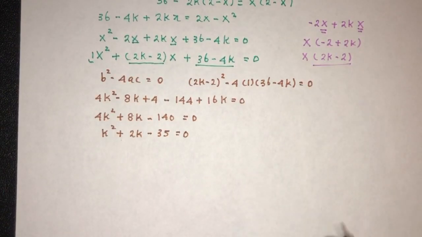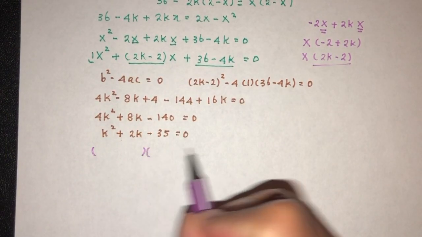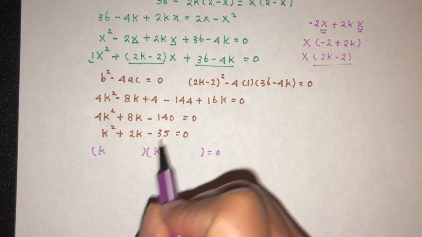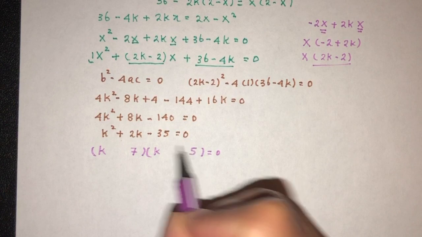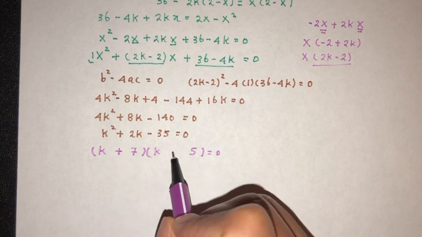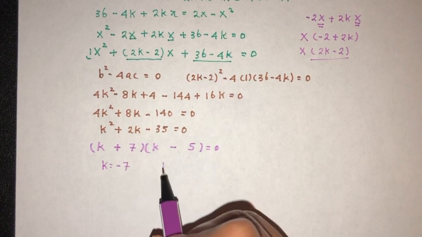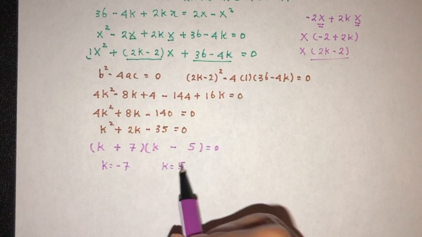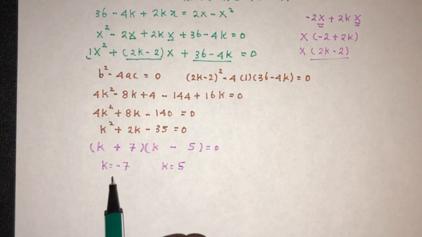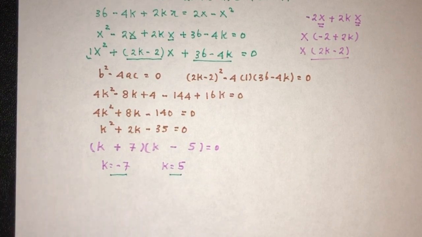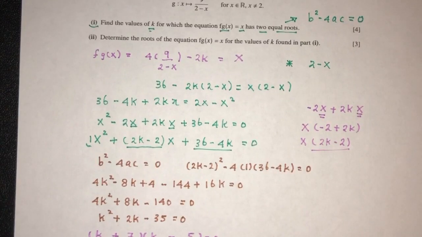So now we have a quadratic equation we can solve one by one. I mean by factorization or by using your formula. So that will be k times k. 35 is 7 times 5. To get plus 2, we have to have plus 7 minus 5. k can be minus 7. k can be the value of 5. Those will be the two possible values of k for which fg of x equal to x has two equal roots. Now part 2.